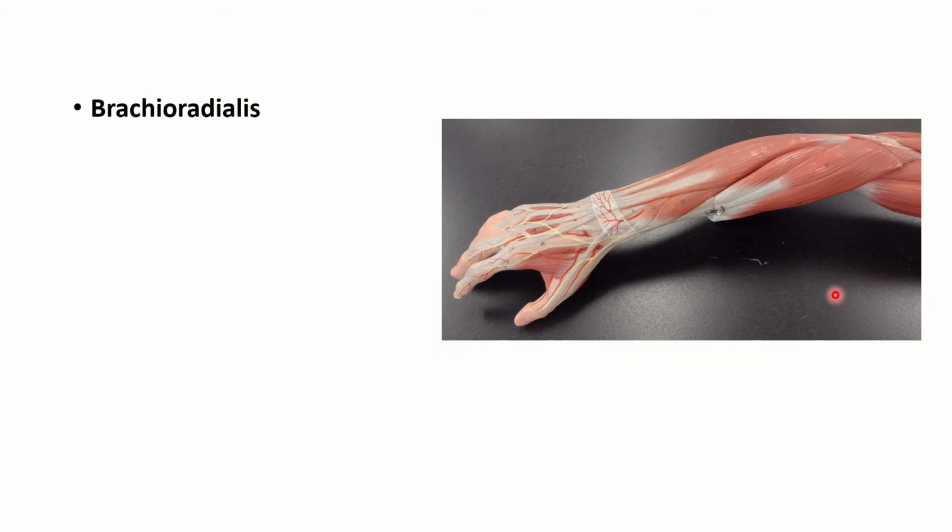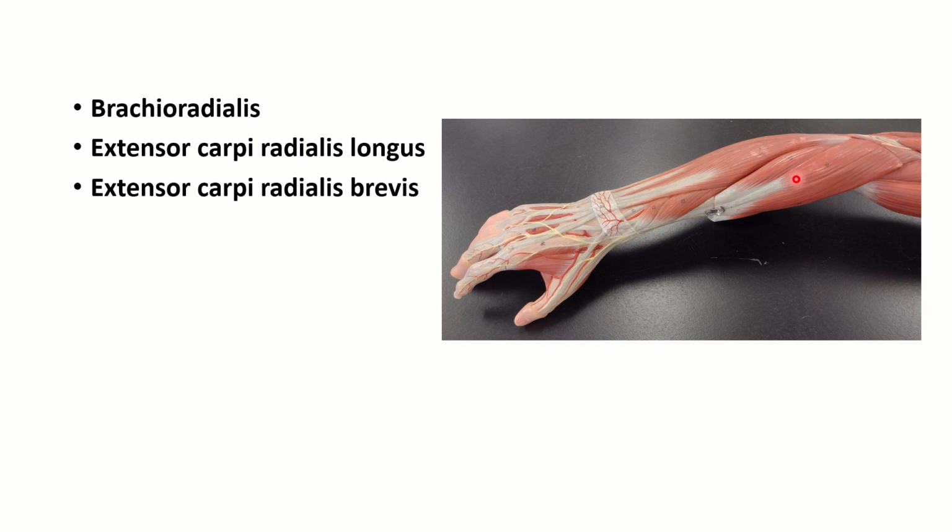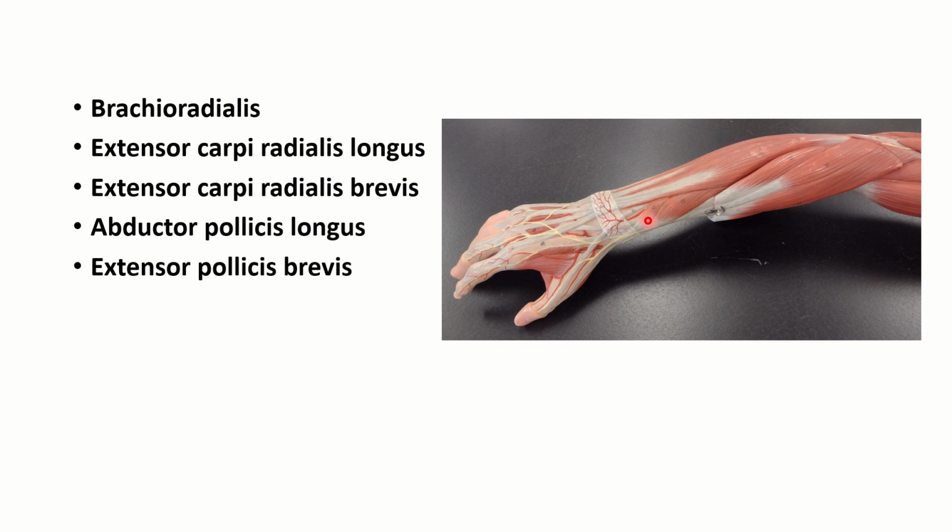A different view. Brachioradialis. Extensor carpi radialis longus. Extensor carpi radialis brevis. Abductor pollicis longus. Extensor pollicis brevis. This is the extensor pollicis longus. And also you have the extensor digitorum. This one. This will be extensor digiti minimi. It's difficult to see from this view. So this is extensor digitorum.